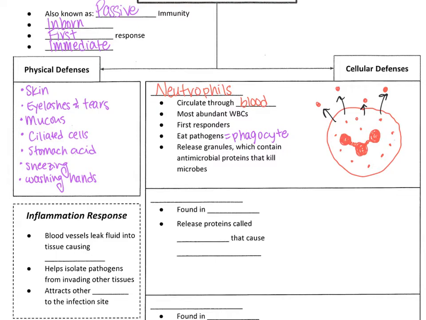Yay. So that's a neutrophil, a trilobed cell, most abundant white blood cell. It circulates through your blood primarily.